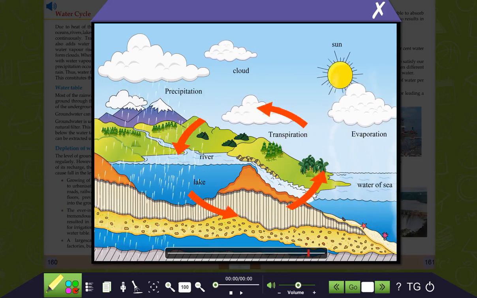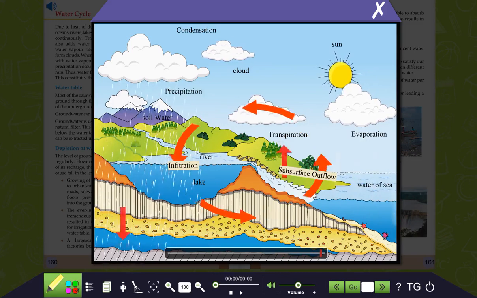Thus, water falls back to the earth. This constitutes the water cycle.